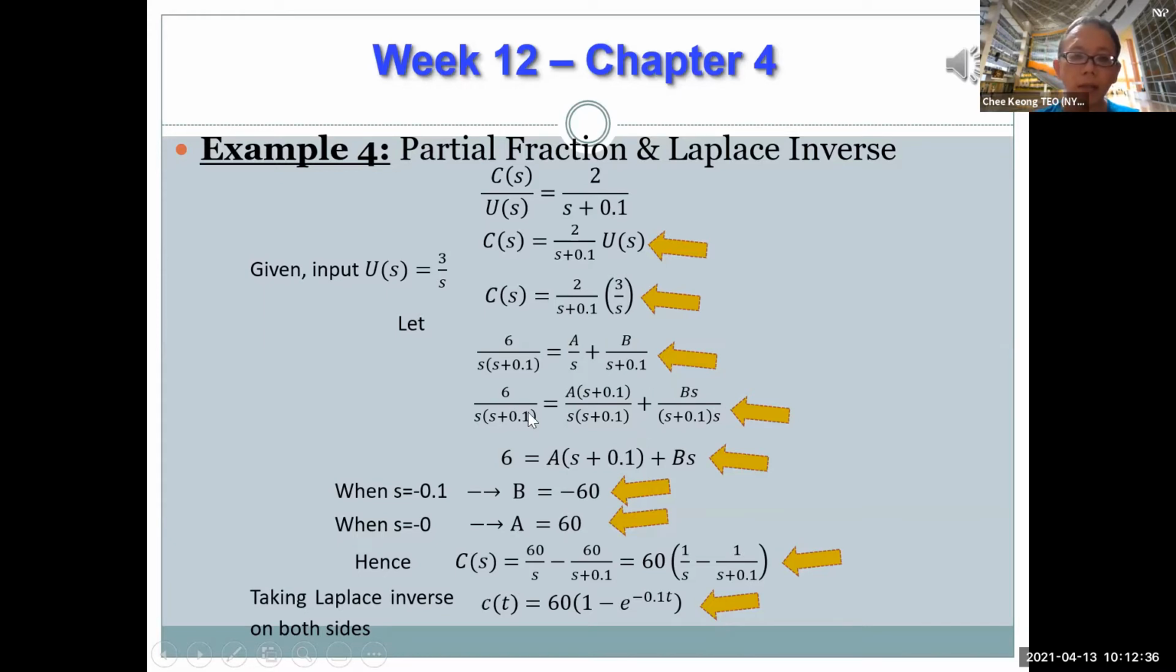Now, take a look at this row. Basically, the denominators are all the same, right? If the denominators are all the same, it means I can just add this term with this term over the entire denominator, which is the same thing, right?